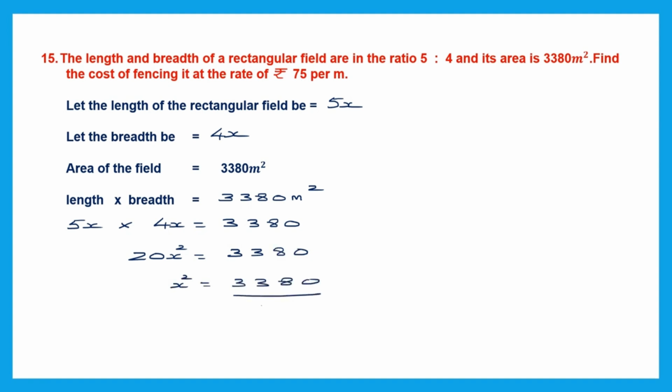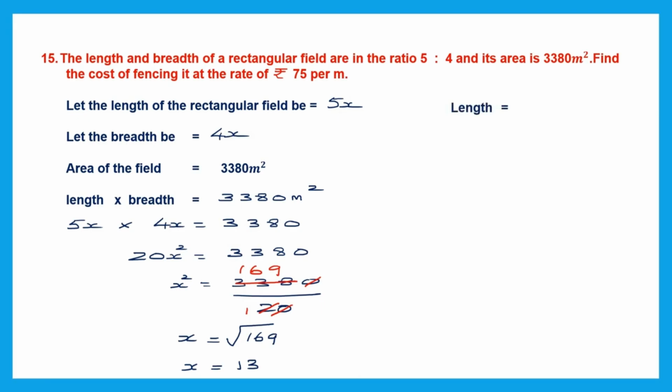3,380 divided by 20. So here we can cancel, and this also we can cancel, and this will be 169. So x square is 169. So what will x be? x will be the square root of 169. And what is the square root of 169? It's 13. 13 into 13 is 169. So we have found the value of x. Now x is 13. We are going to substitute it here and here to find the length and the breadth.